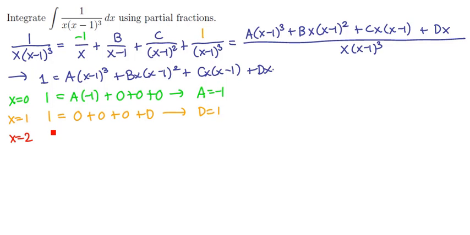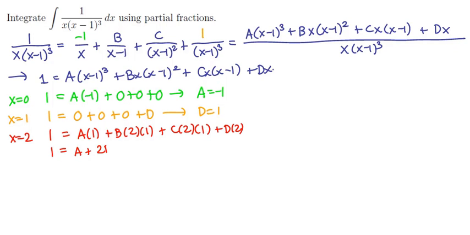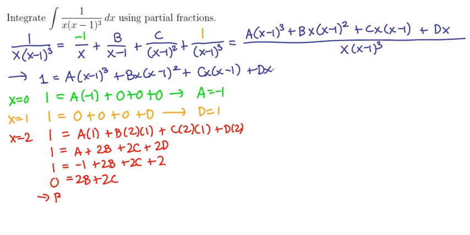If we try another value, say 2, we're going to get 1 is equal to a times 1 cubed plus b times 2 times 1 squared plus c times 2 times 1 plus d times 2. If we clean that up, that's 1 is equal to a plus 2b plus 2c plus 2d, and we can make the substitutions. We have 1 is equal to minus 1 plus 2b plus 2c plus 2. Solving this, we're going to have 2b plus 2c is equal to 0, or b is equal to negative c.